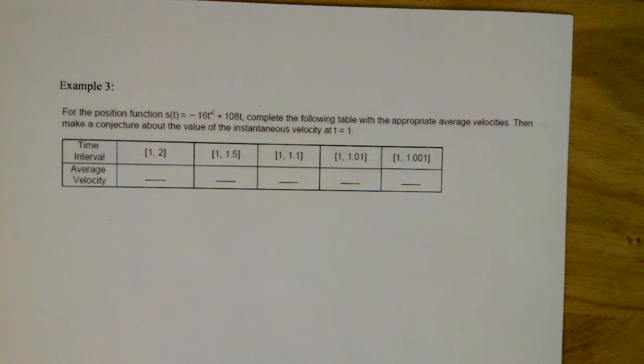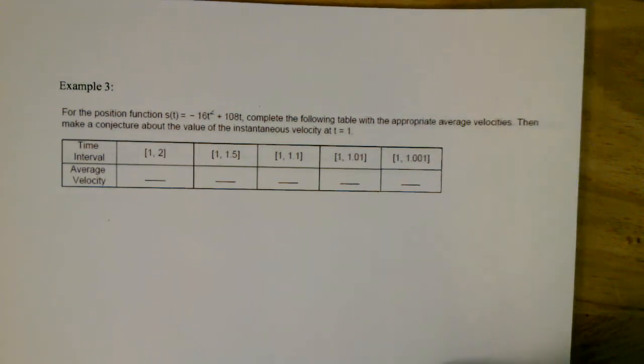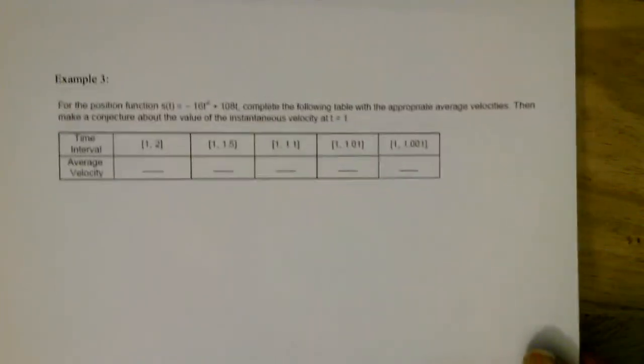Okay, now let's look at this illustration here, this example number 3. Let's say we got s of t is equal to negative 16t squared plus 108t. That's your position function. Let's say we want to compute the following table with appropriate average velocities. And then we're going to make a conjecture about the value of the instantaneous velocity at t is equal to 1.